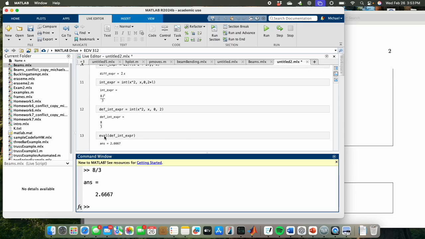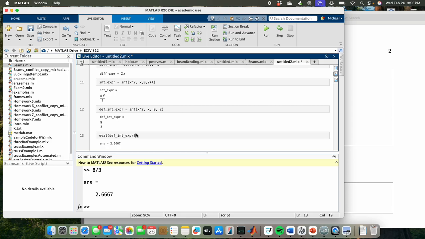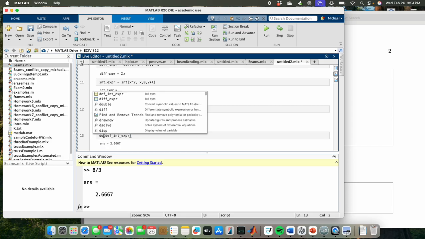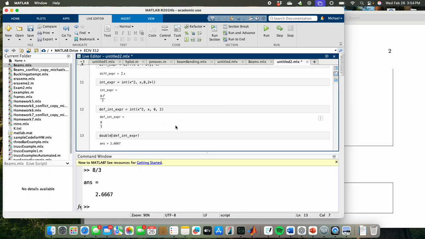One way you can plot it too is you can have your x's. I'm getting ahead of myself. So that's eval. I think double works there as well. It converts the symbol to a double. That's the other way to do it. I'll take 8/3 and turn it into a double as opposed to a fraction. And now it's actually a number that you can treat like an actual number at that point.